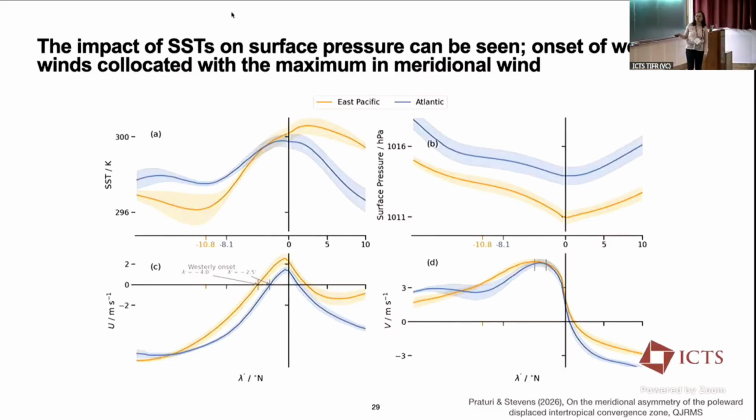So this is the zonal wind speed and the meridional wind speed. I plotted two markers here in gray to point out where the wind turns westerly. And you'd see that it is actually close enough to the maximum in meridional wind speed. And beyond that, you would get convergence.